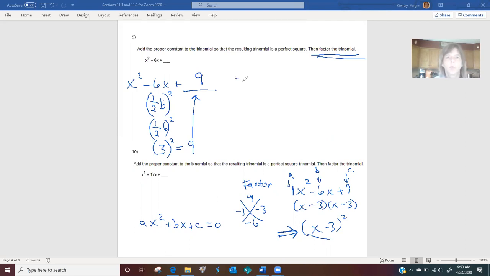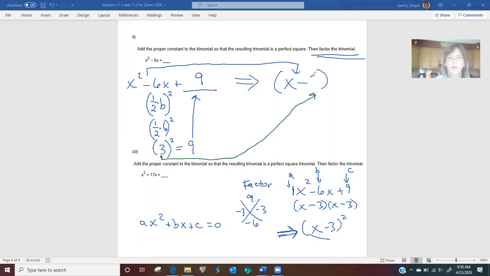Well, this trinomial factored is x. The sign from here goes in here. And the inside piece goes inside. You see how this was the inside piece? That piece goes inside. So I want you to remember this. The outside here goes outside, and the inside piece goes inside, and this is a square. Now, if you factor or FOIL this out, you go right back to this one.